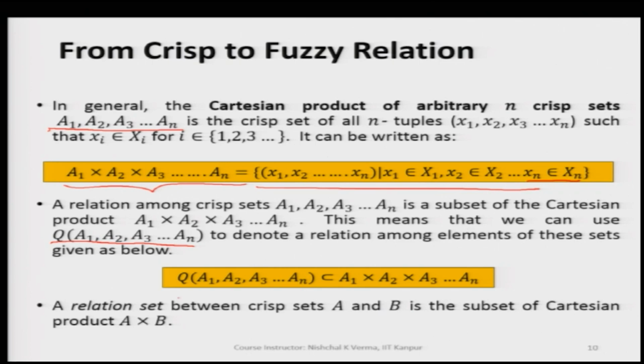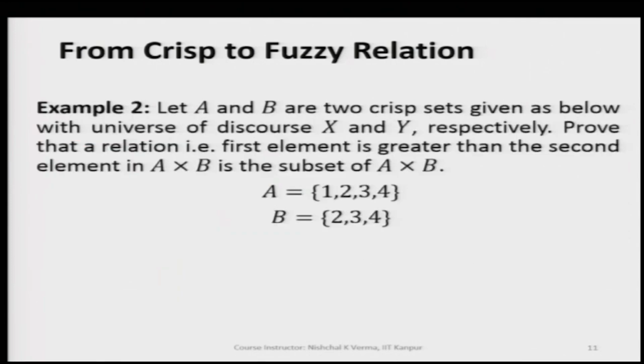Here, this Q denotes the relation set, and this relation set will always be a subset of the Cartesian product of A1, A2, A3 up to An. So, the relation set of A1, A2, A3, An is a part of the overall Cartesian product of the sets A1, A2, A3 and An. This can be understood by an example.